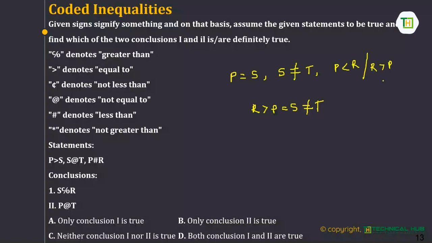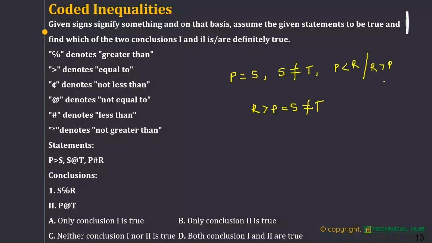So coming to the conclusions, S percentage R. Okay, so S percentage R means here S is greater than R. S greater than R is right here, no here. So in this R greater than S is the right answer, or S less than R is the correct answer. Means first conclusion is wrong. Observe the final statements. S greater than R is given as the conclusion, but in this case S less than R is the correct answer. Means conclusion one is the wrong answer.